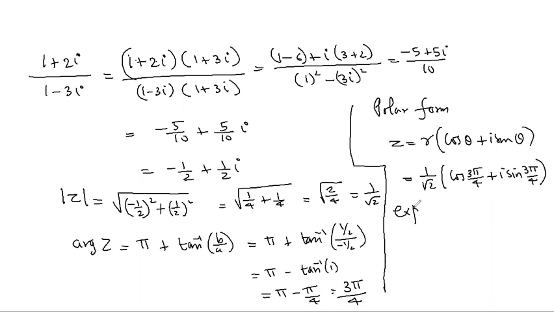Then the exponential form: 1 by root 2, r e raised to i theta, is 1 by root 2 e raised to i 3 pi by 4.